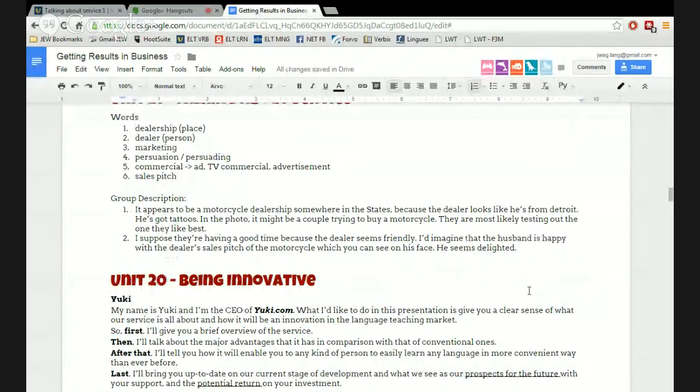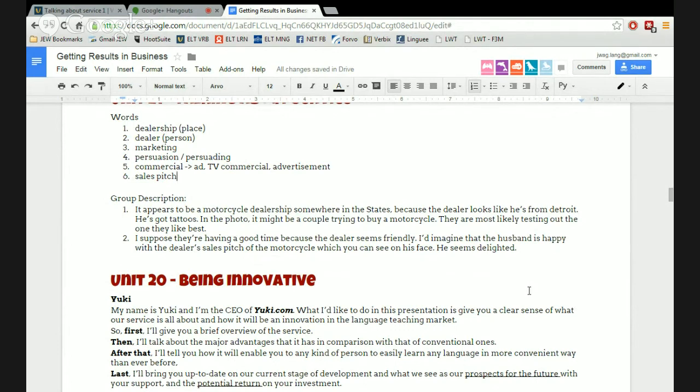It appears to be a motorcycle dealership somewhere in the States because the dealer looks like he's from Detroit. He's got tattoos. In the photo, it might be a couple trying to buy a motorcycle. They are most likely testing out the one they like best. Nazreen?